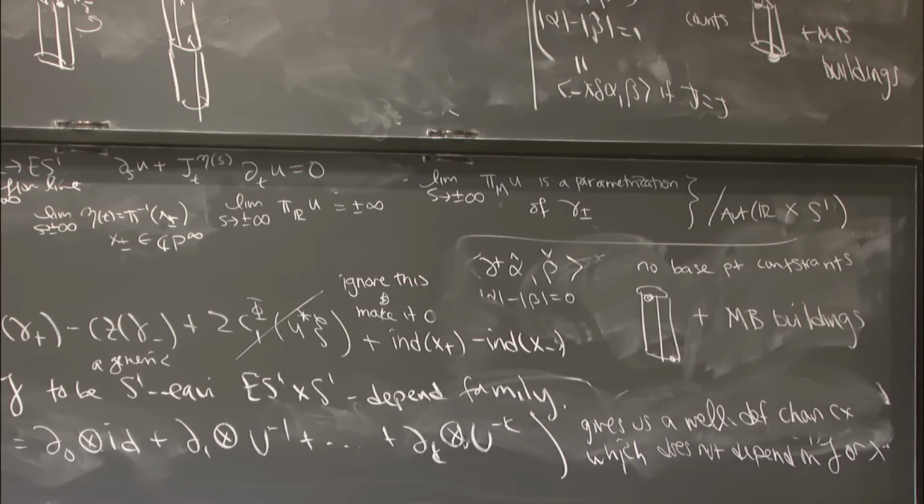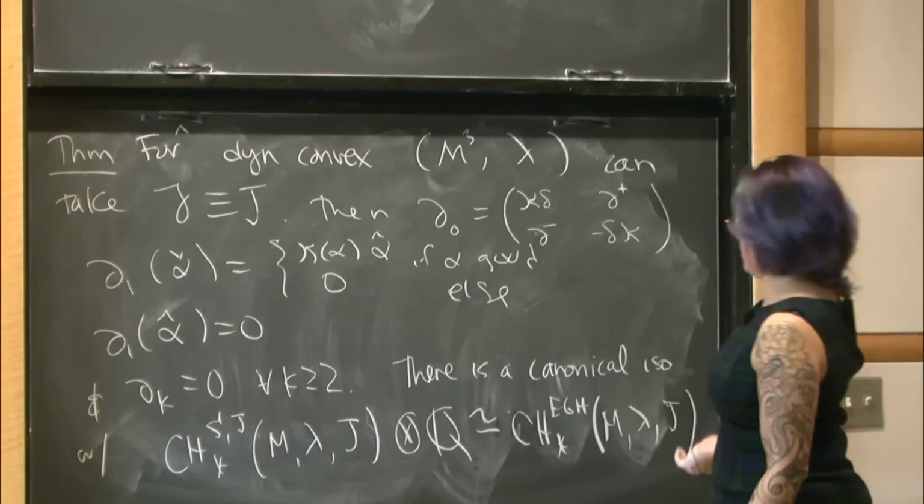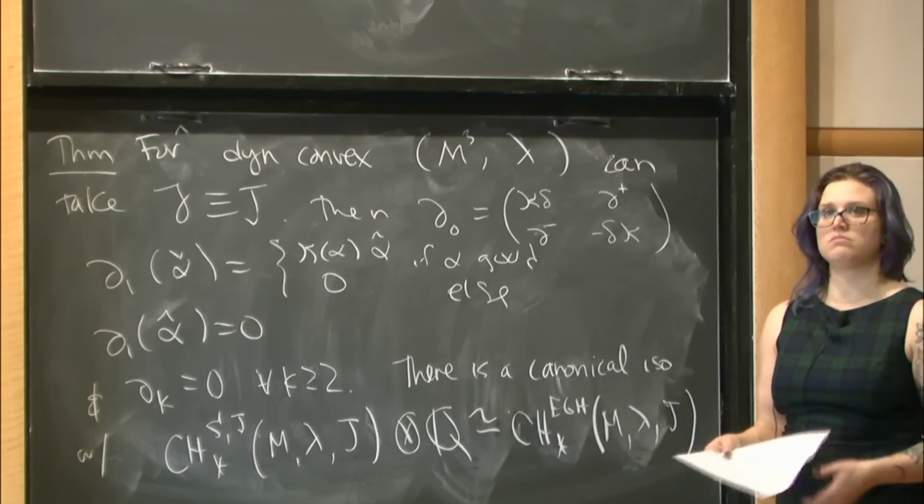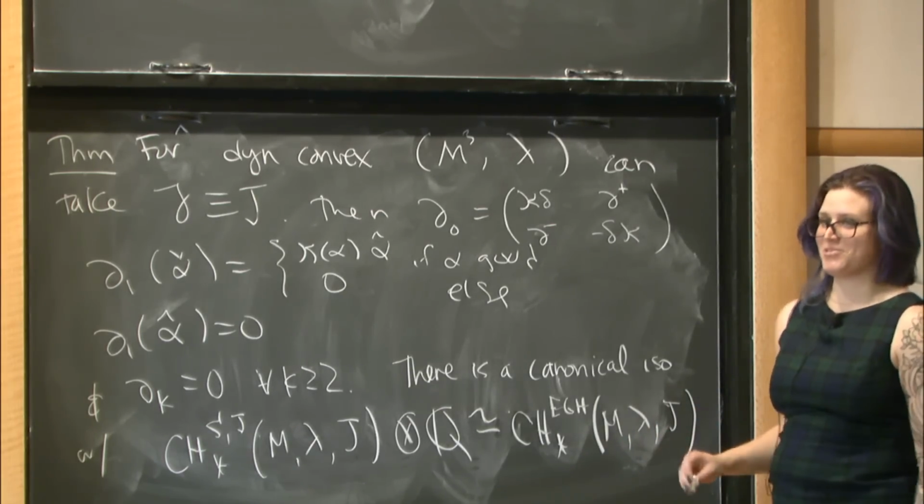So if you tensor it with Q, this is still technically an invariant, and so that gives us invariance of the Eliashberg, Givental, Hofer theory. So I'll end there.